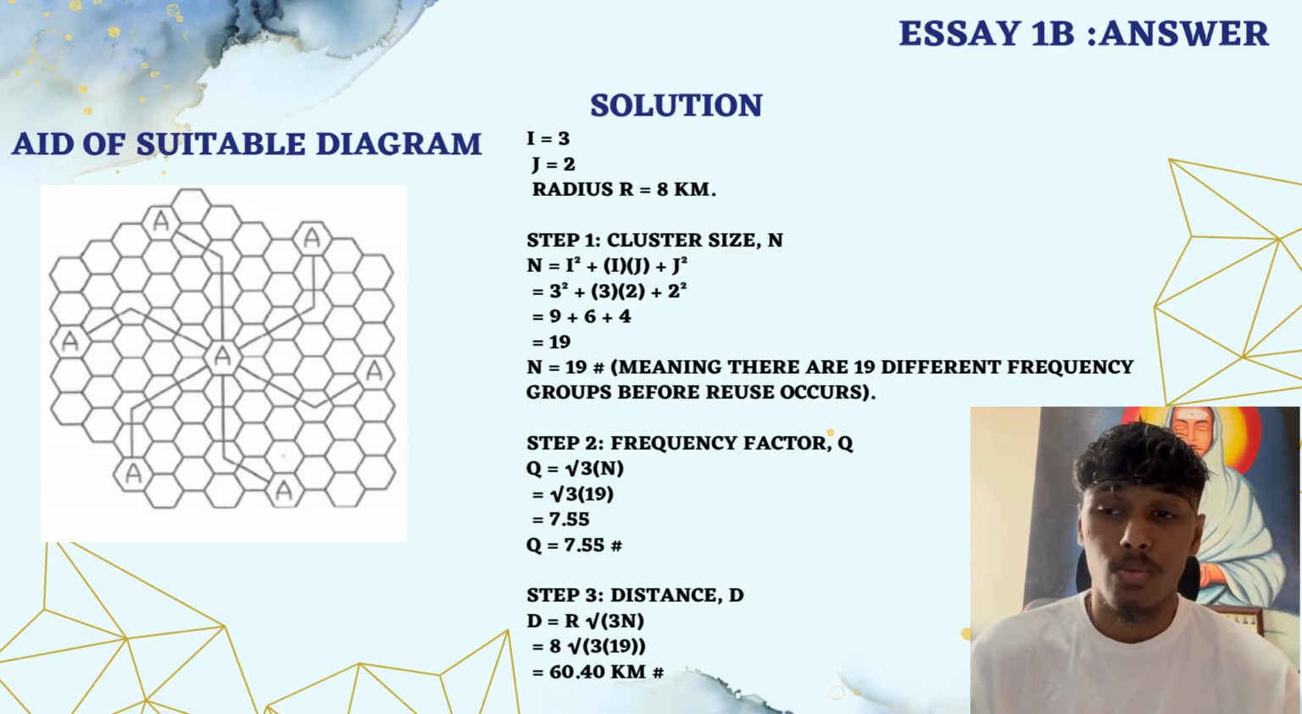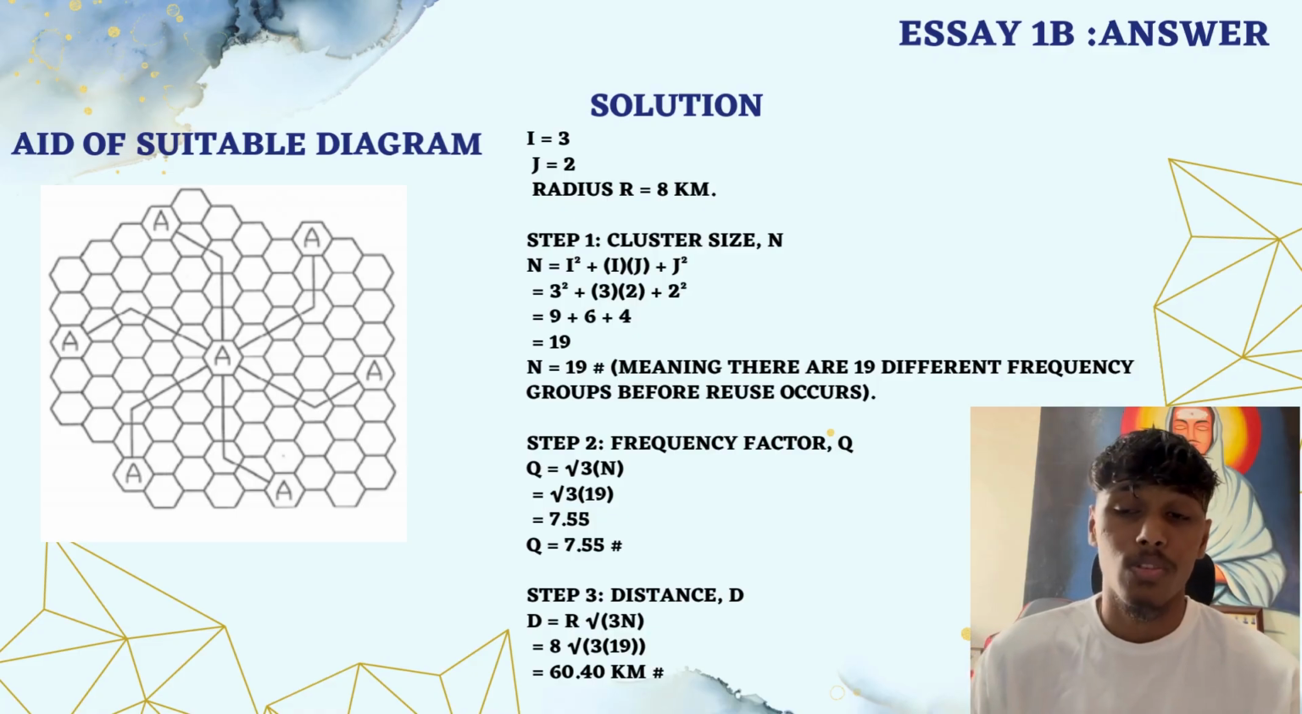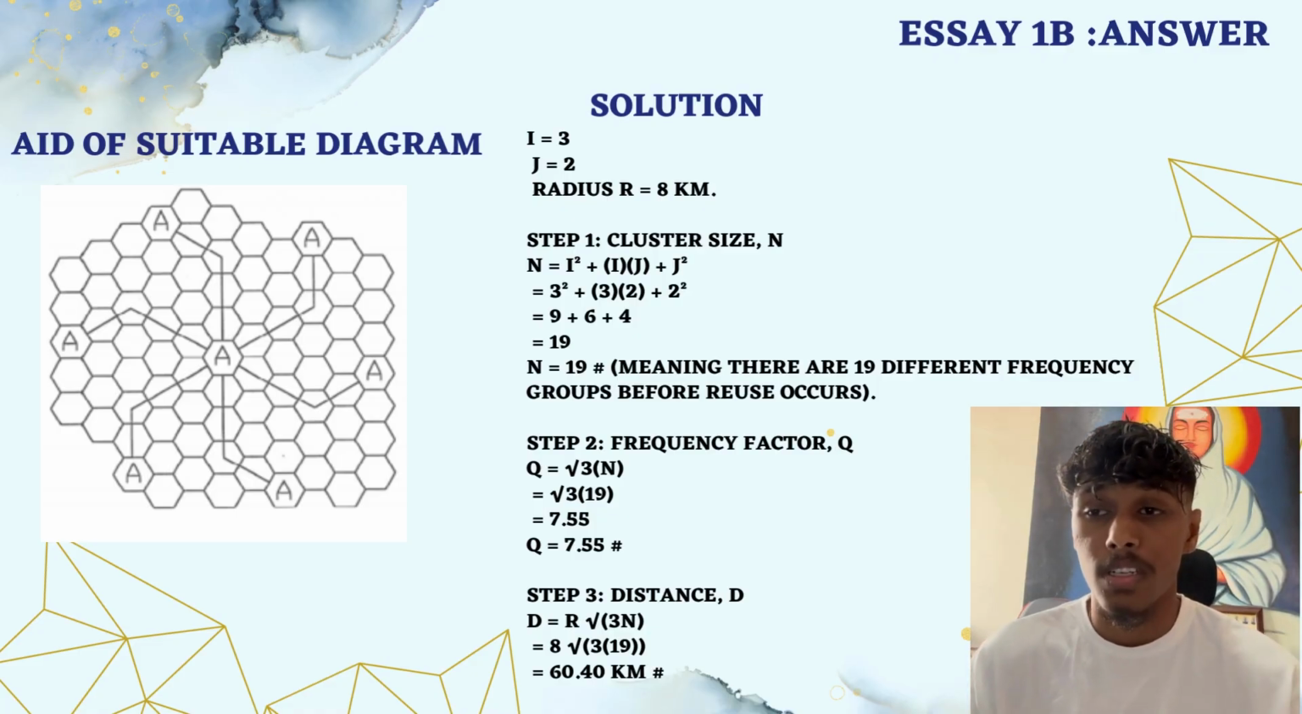And step 3 is distance, where we need to find the D. So D equals to square root of 3 times N, times R. We know R equals to 8. So we just need to substitute the value and do a small calculation. So basically that is 60.40. So D equals to 60.40 kilometers. By looking at this, we shouldn't forget about the units, so we don't get deductions of marks in the exam.